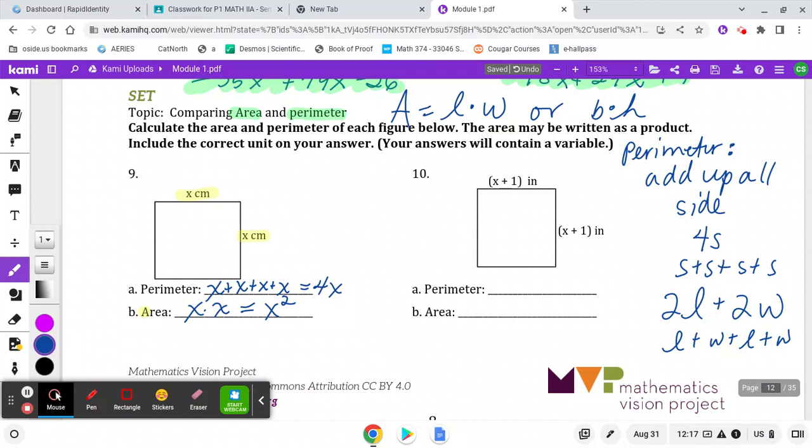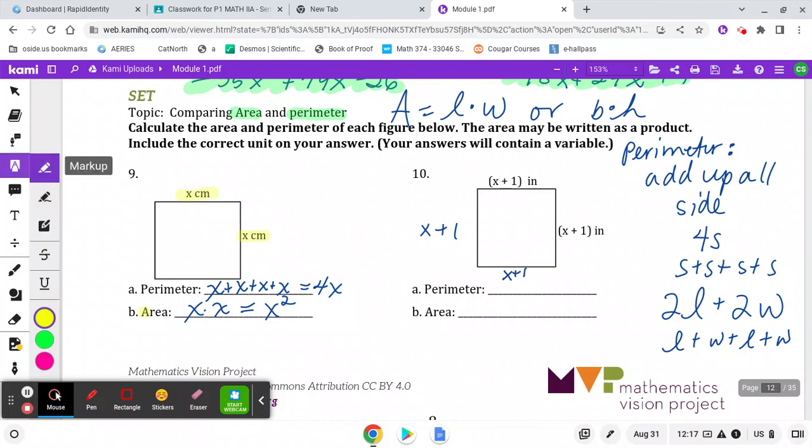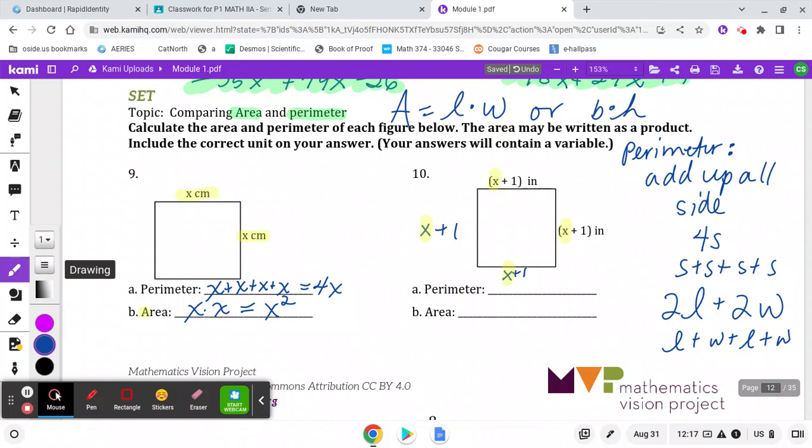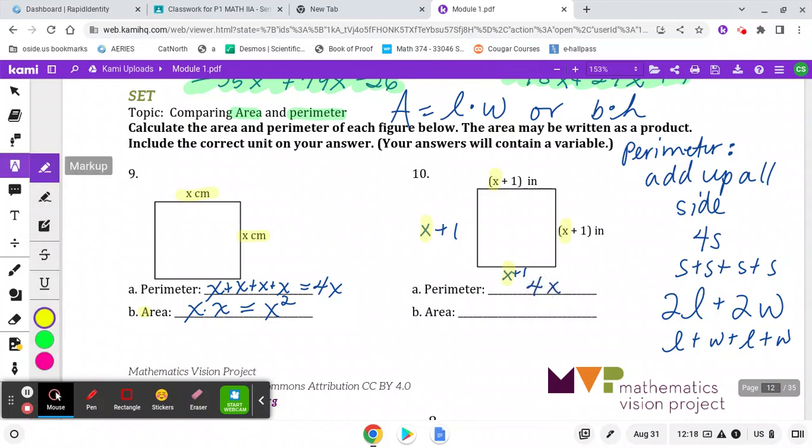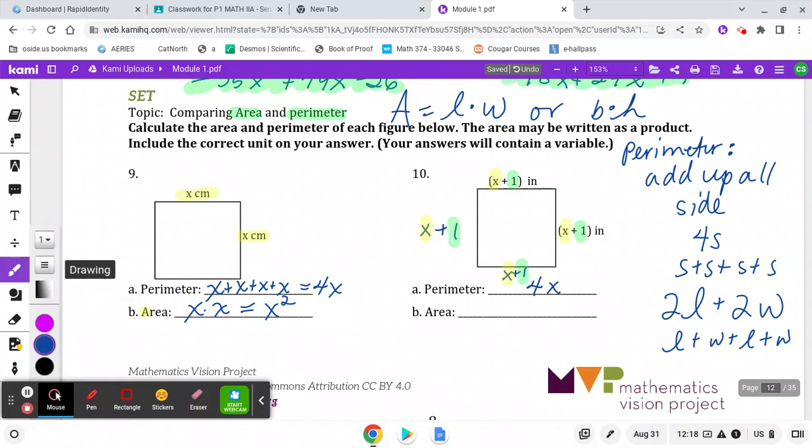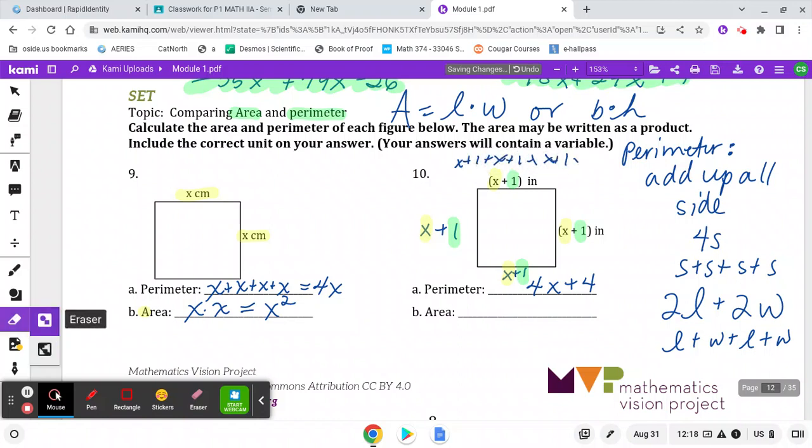Okay, on the next one, we've got an x plus 1 quantity. So my perimeter, let's fill in the other two sides, is 1, 2, 3, 4 x's plus 1, 2, 3, 4 as a constant. So add those all up. You could write it out as an equation like x plus 1 plus x plus 1 plus x plus 1 plus x plus 1. But we don't need to if you want to just add it easily in your head.